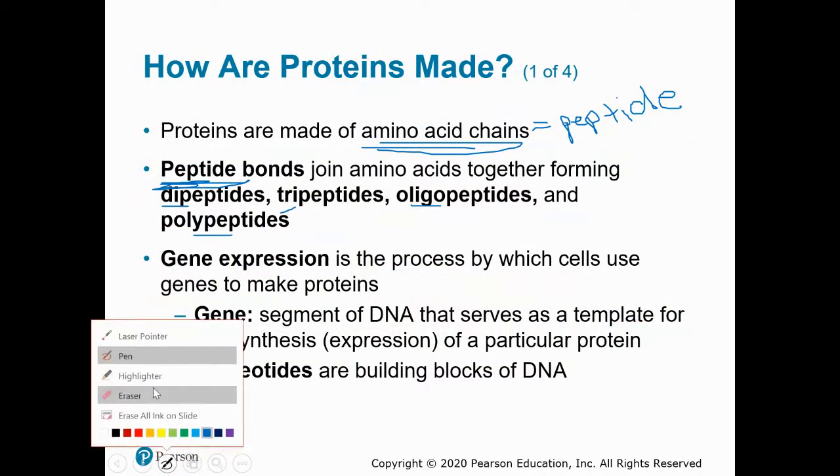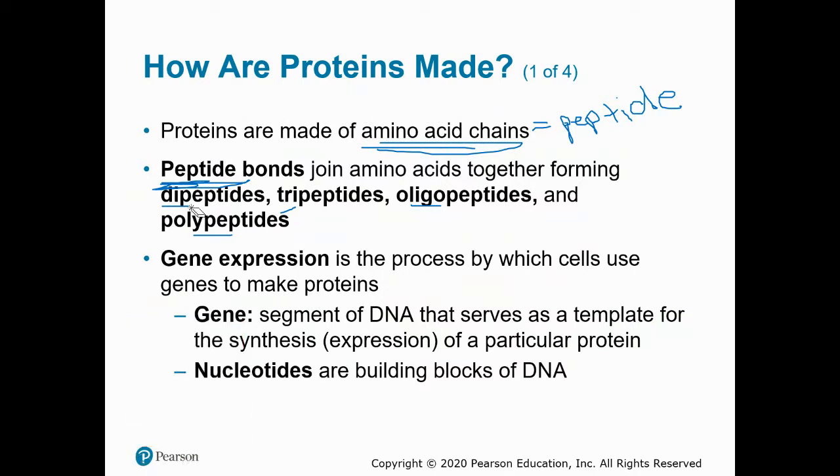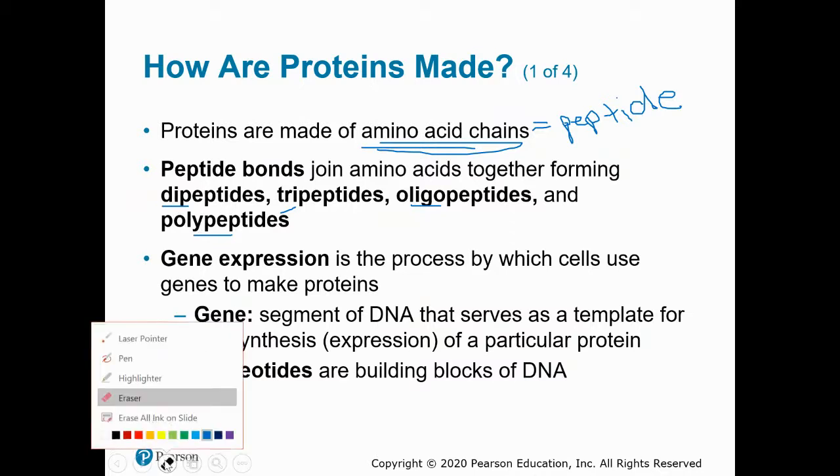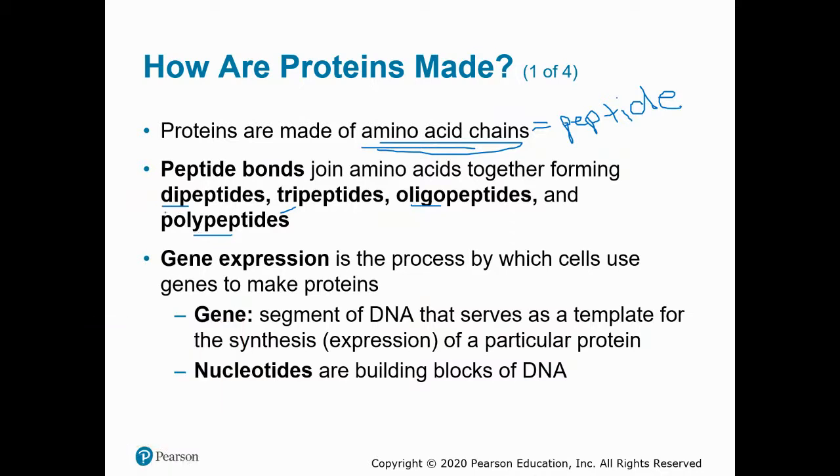Now you've seen those prefixes before too, right? Di, tri, oligo, and poly. So they mean the same thing here. They mean 2, 3, a few, and many. So a dipeptide is 2 amino acids, a tripeptide is 3 amino acids, an oligopeptide is like 4 to 9 amino acids, and a polypeptide is like 10 or more, up to hundreds. So it's the same thing. We just build these polypeptide chains of amino acids.